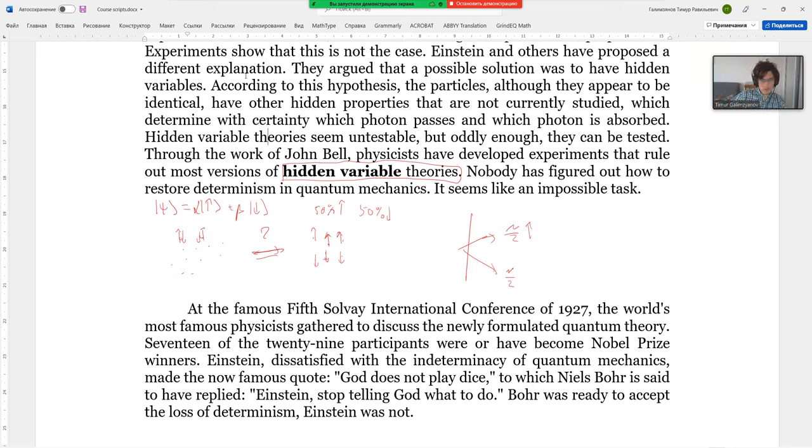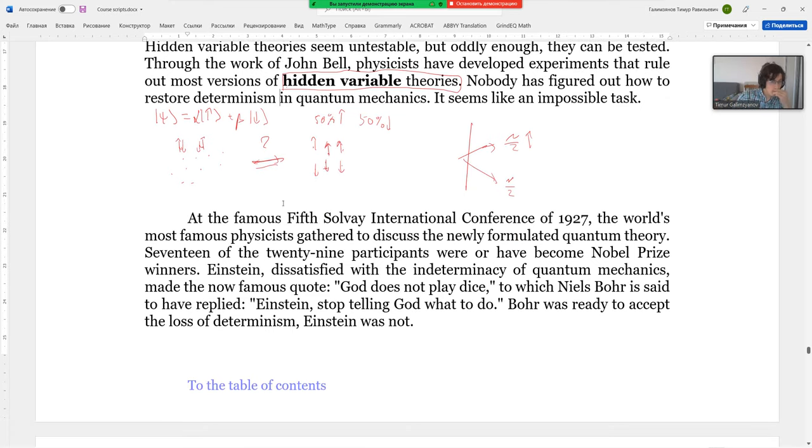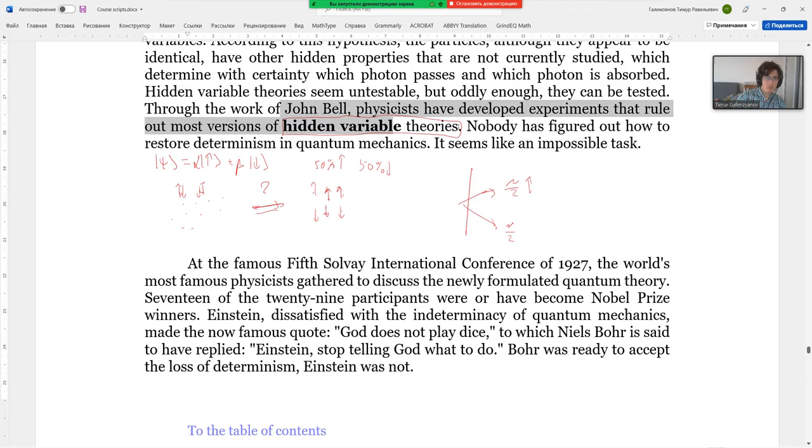Probably you know that Einstein didn't believe in this indeterministic nature of quantum mechanics, and I don't know for sure, but probably by the end of his life he argued for a deterministic nature of our world, of quantum mechanics. But from John Bell's experiments, we know that it is not deterministic.